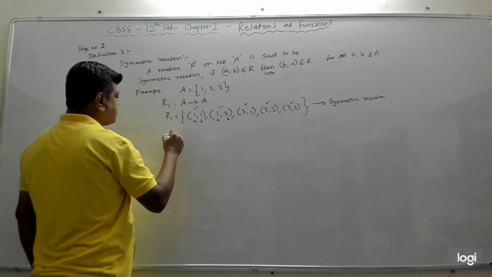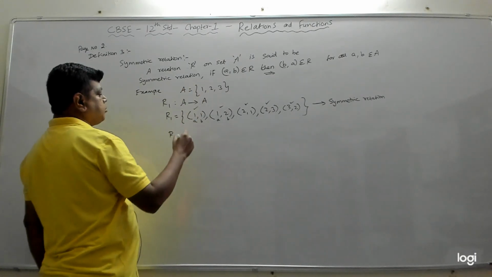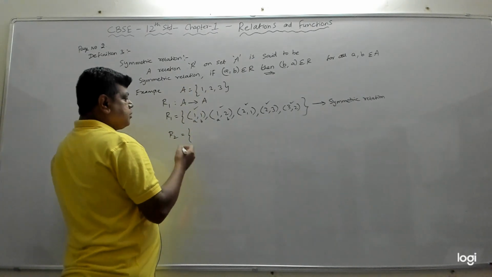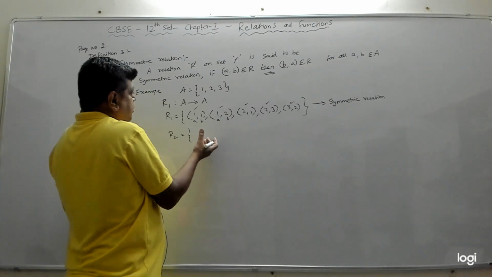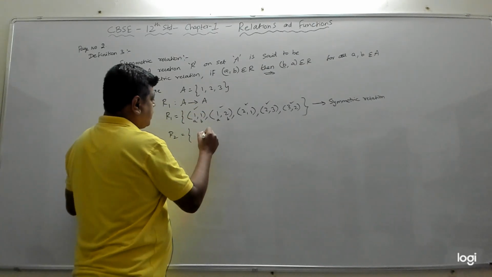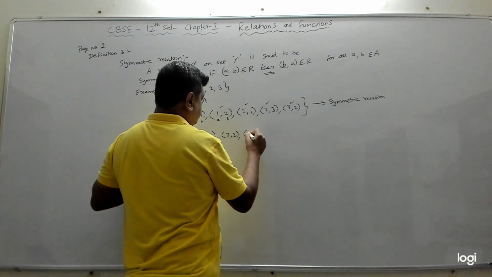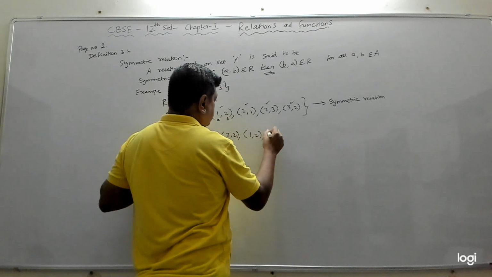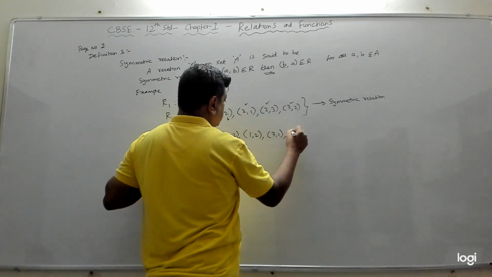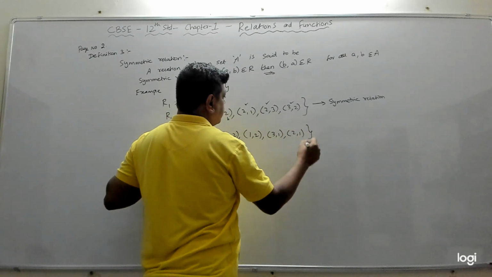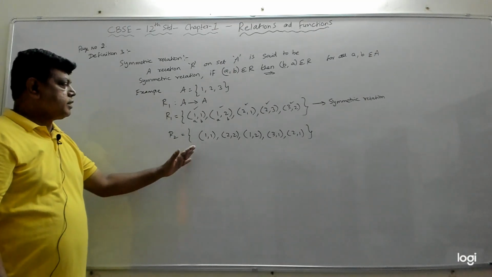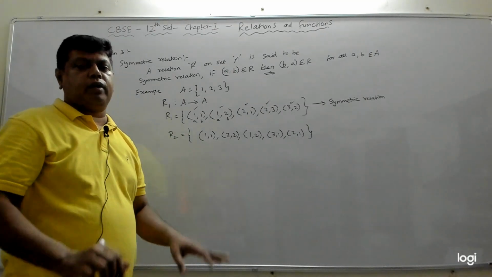Now let's define another relation R2 on the same set. Suppose R2 is another relation, which means I'm going to write some pairs which form a subset of A cross A. Let's take 1 comma 1, 2 comma 2, then 1 comma 2, 3 comma 1, 2 comma 1.